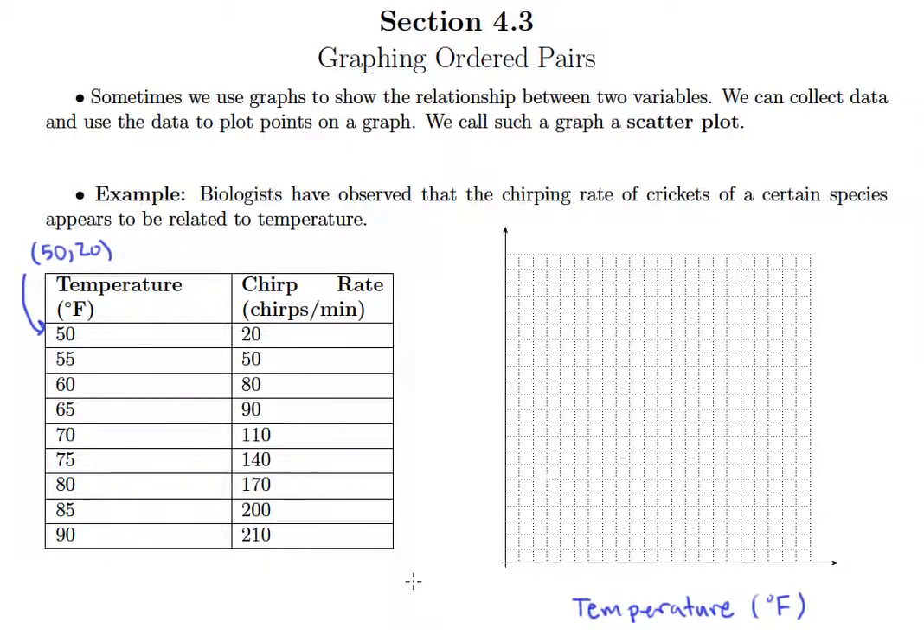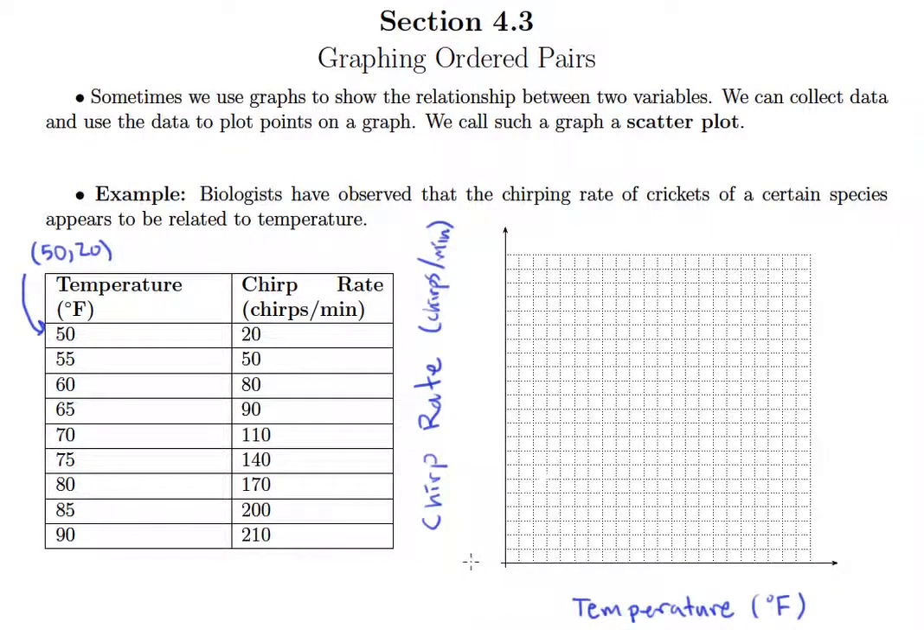We'll do the same thing here with our y value. What we have is chirp rate. So we'll write that up the y-axis. And how are we measuring that? Well, that's chirps per minute. So I should say so. It's okay to abbreviate, of course.